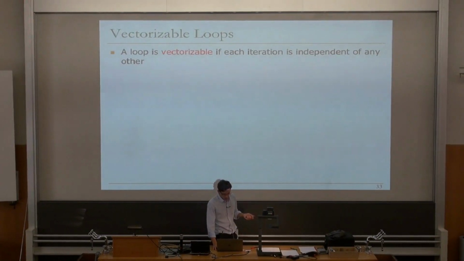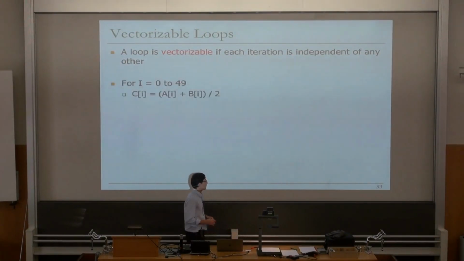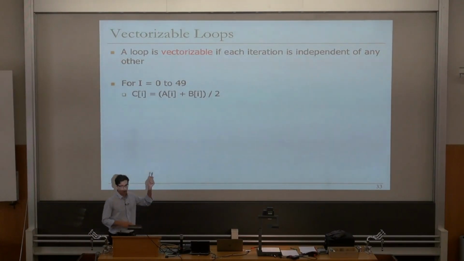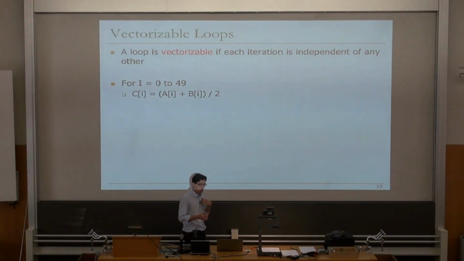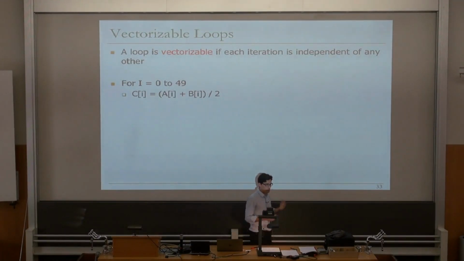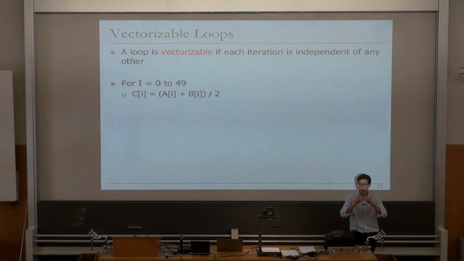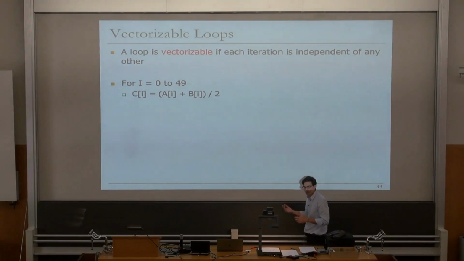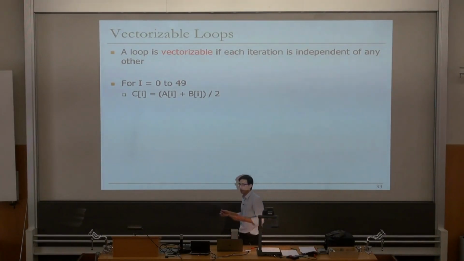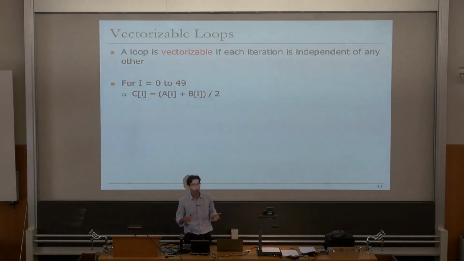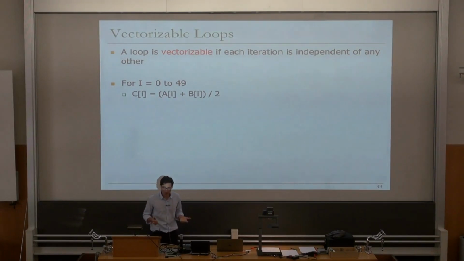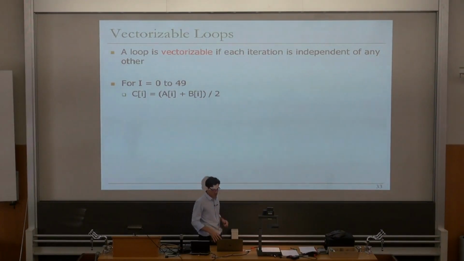Because all the operations that we are going to execute in each of the iterations in this loop are independent, we can say that this is a vectorizable loop. This means that the execution of every iteration is independent of the execution of any other iteration. So we can say that there aren't loop carry dependencies here. And because that's the case, we can vectorize this loop.